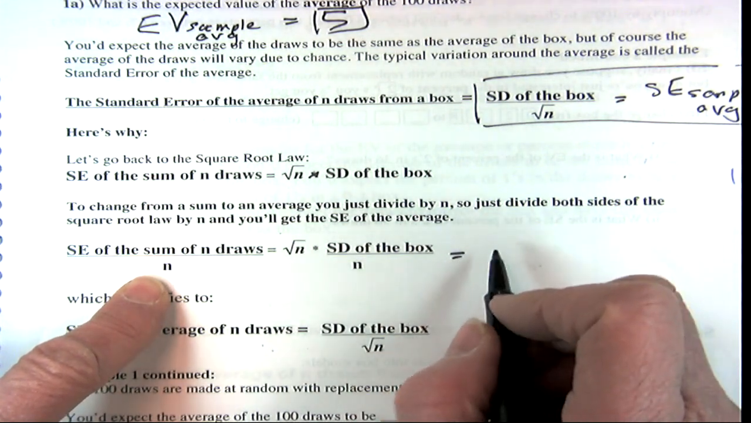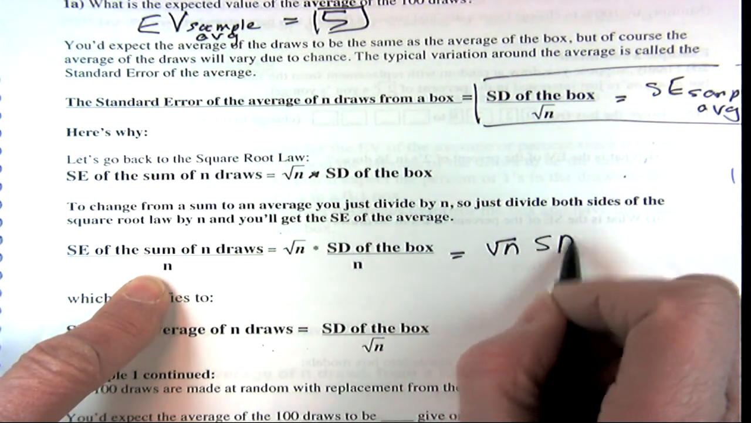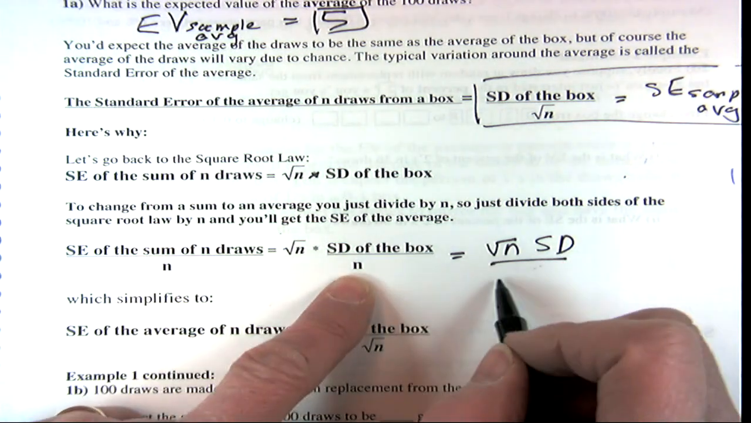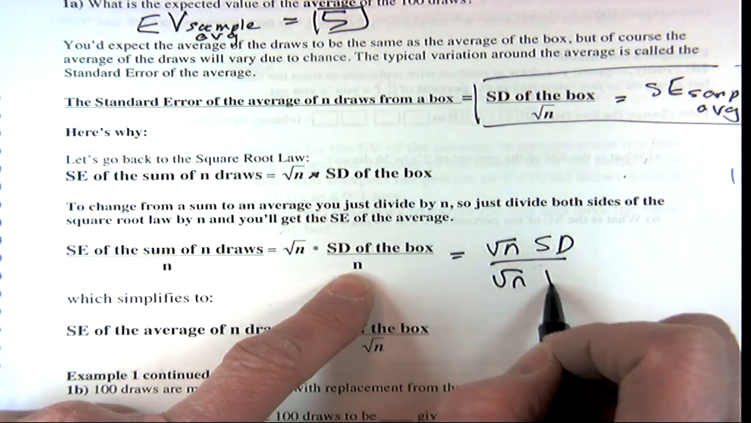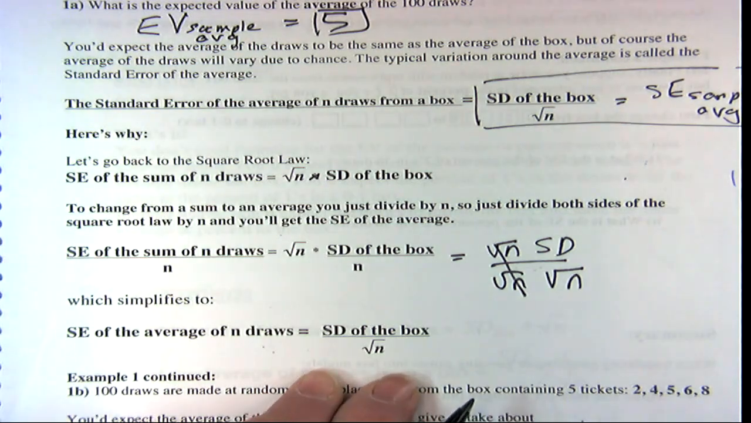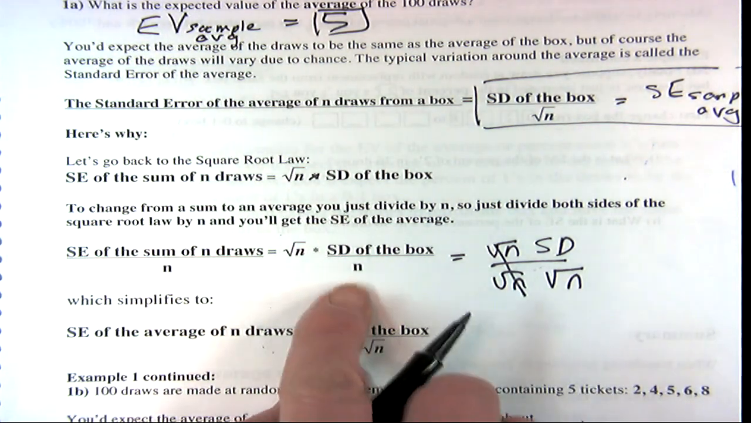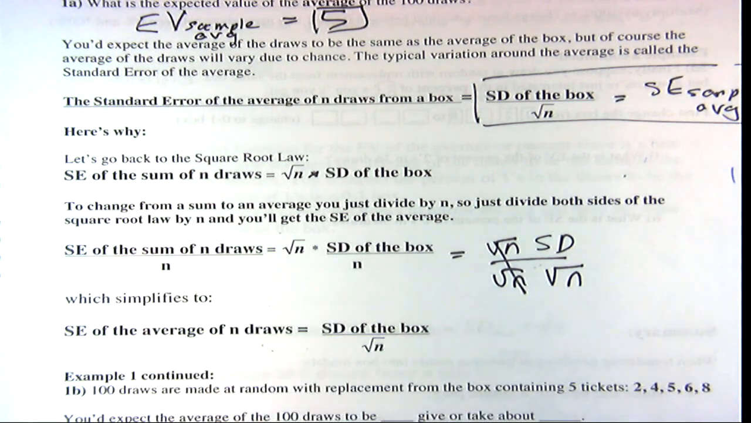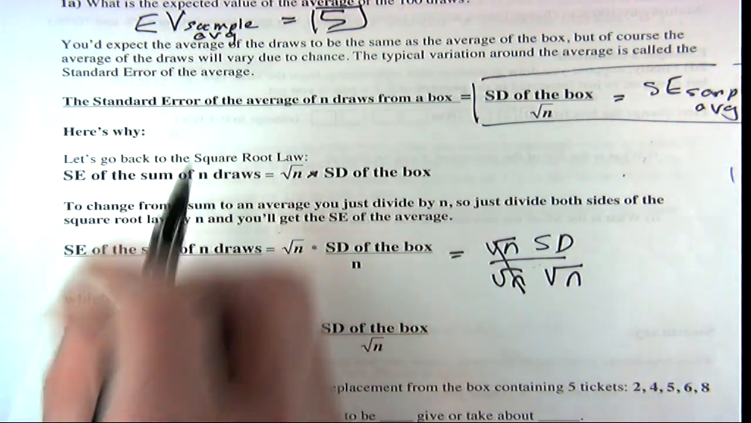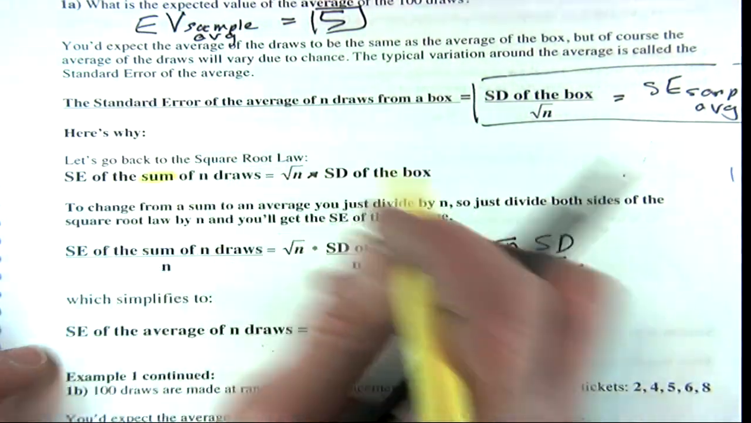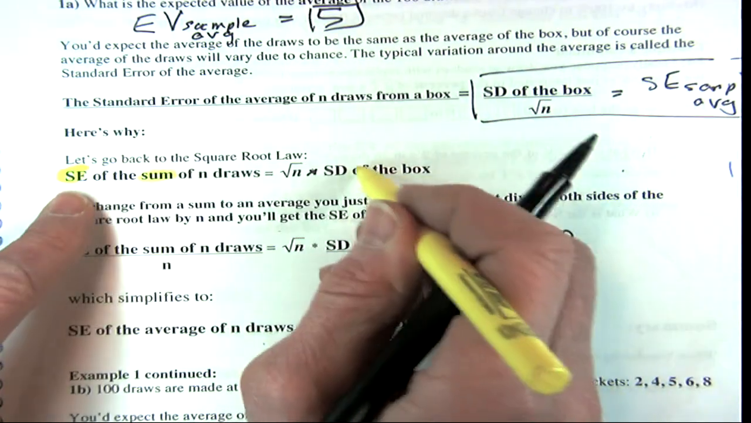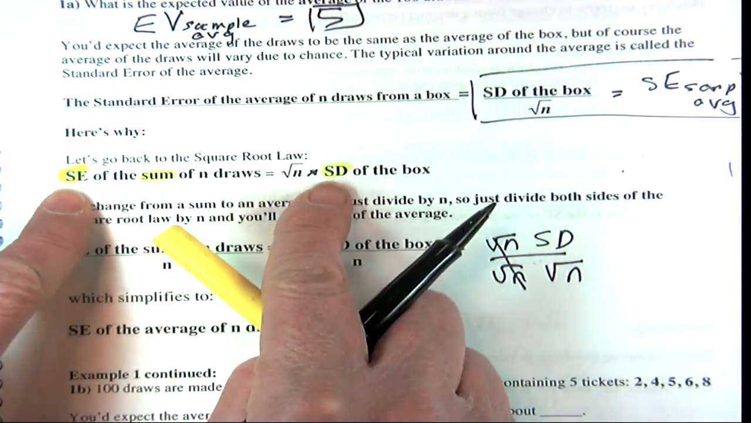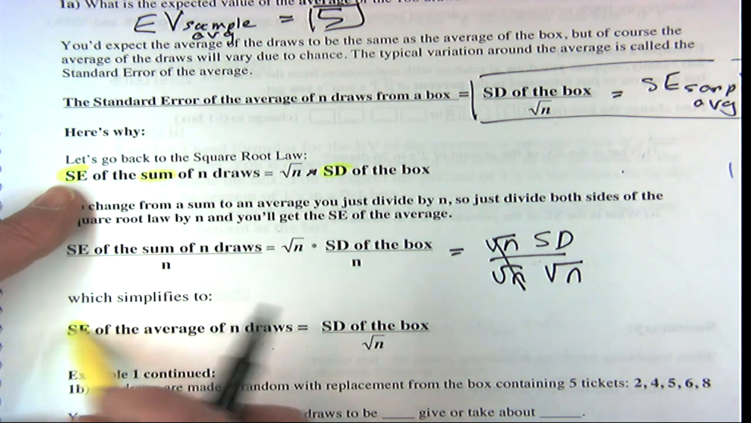So this simplifies to what? The square root of n times SD of the box over, and we'll just change that n to square root of n times square root of n. And you can see you just get that. You're dividing by n. So what I want you to remember is when you take the sum, the standard error of the sum, right here, a standard error is like a standard deviation. So they both have that, right? A standard error of the average is like a standard deviation, right?